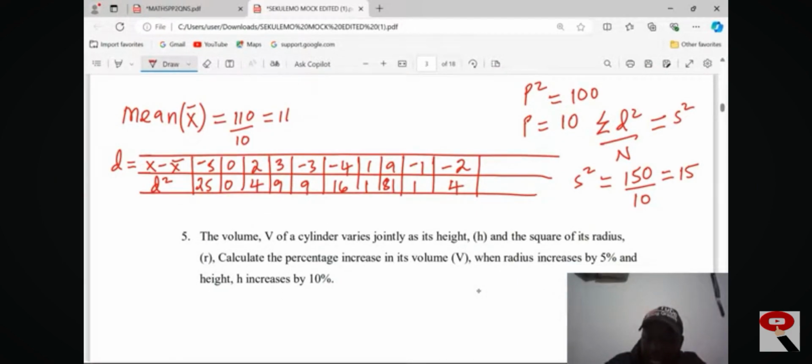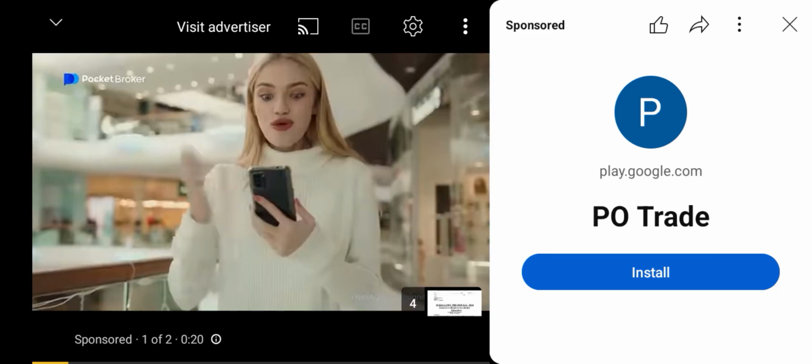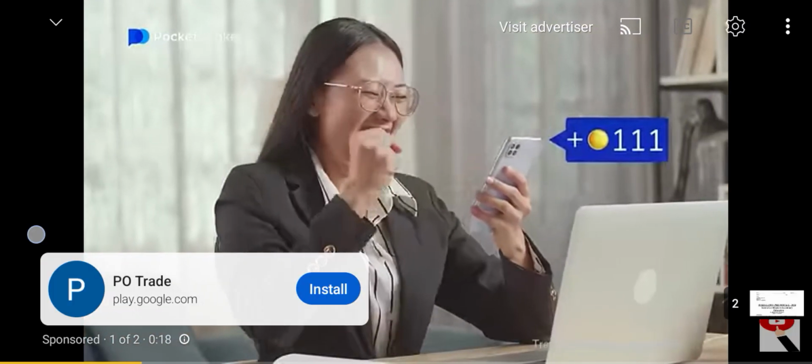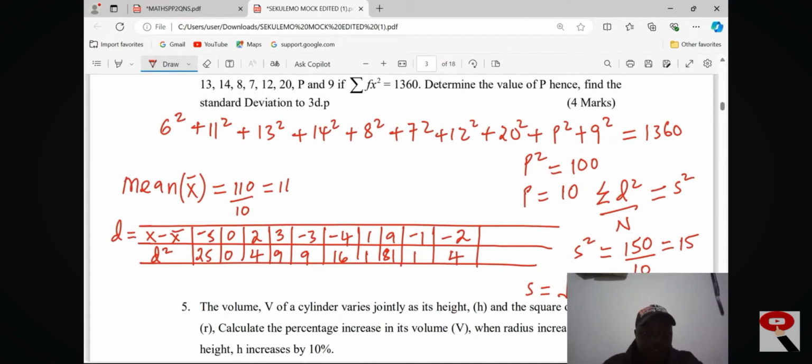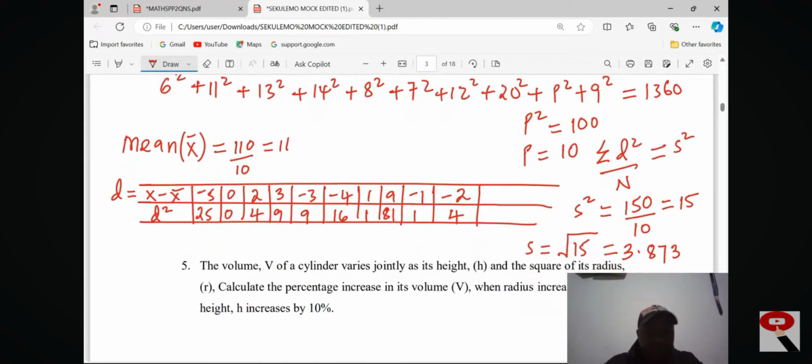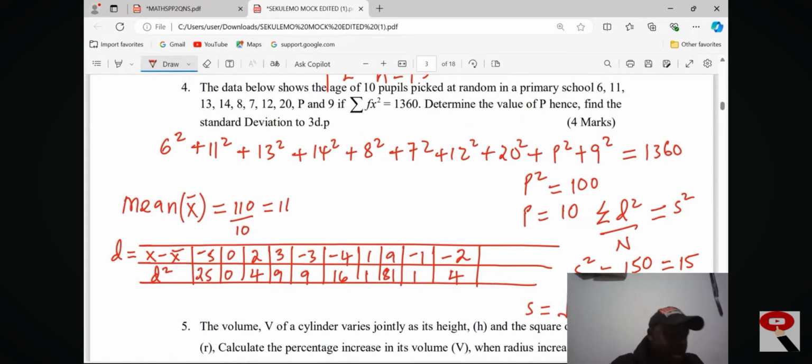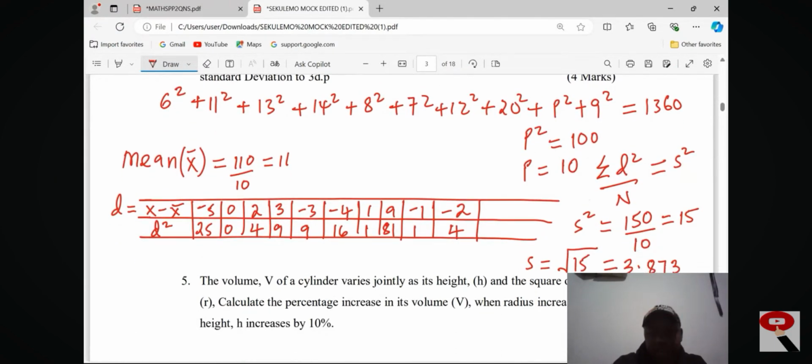For me to get standard deviation, the square root of 15 is 3.873, because it's 2, 9. So we make this one a 3. So this one to 3 decimal places is going to be our standard deviation.